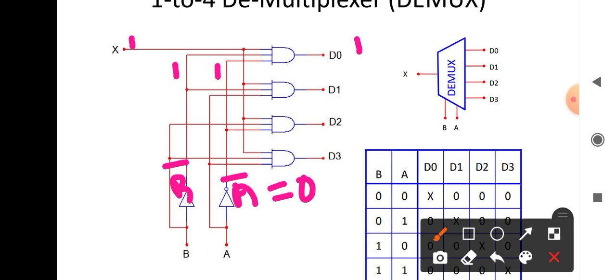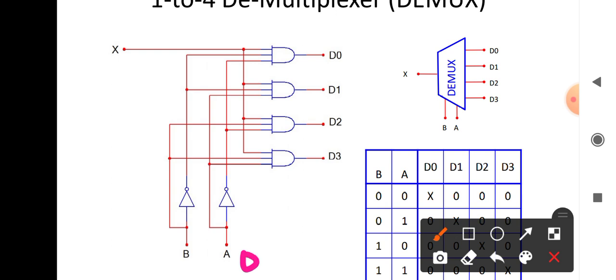Okay, so here if you are connecting, you can see for the same thing we are giving A equal to 0, B equal to 0 here. For this one it is 0, here also it is 0, and here also it is 0. That is why the D1, D2, D3 gates will not work when D0 is high.